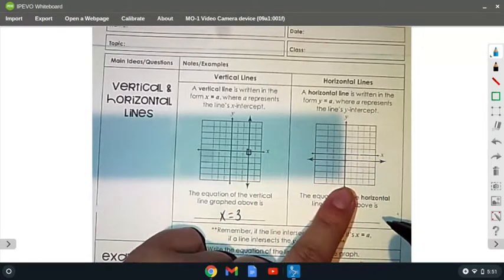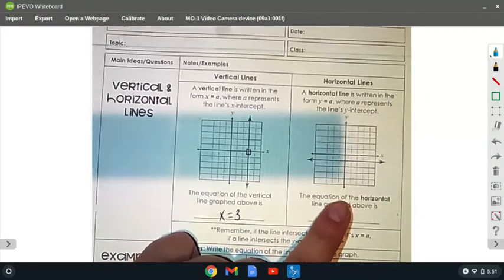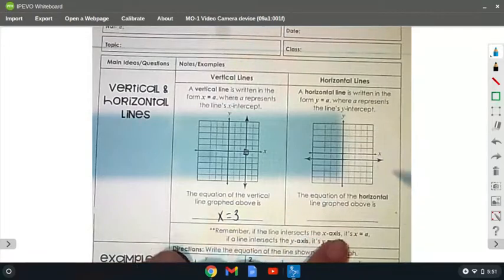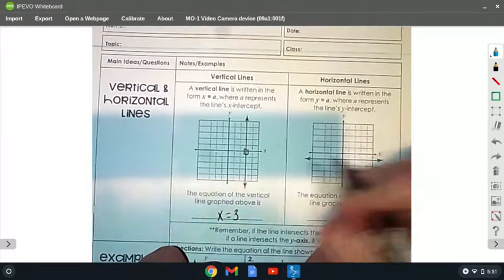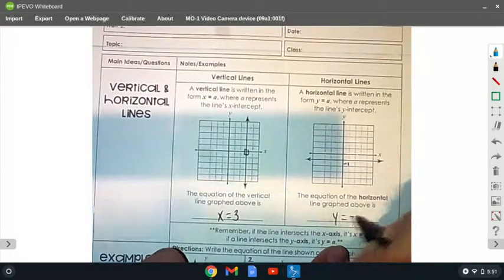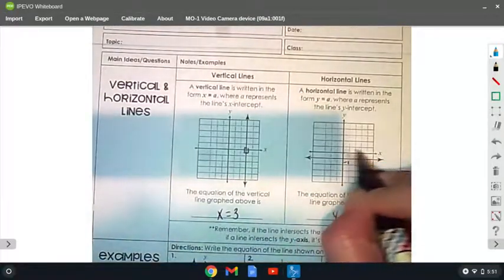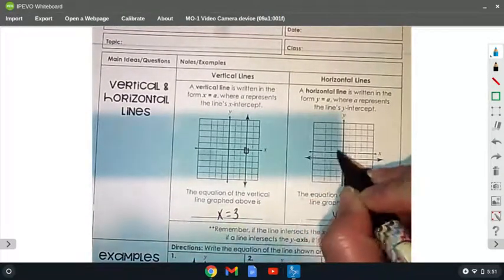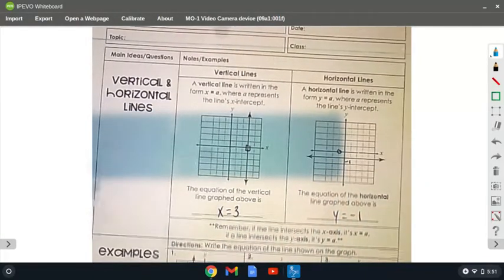Horizontal lines are written in the form y equals a, where a represents the line's y-intercept. So if I'm looking at my y-axis, I want to see where this line crosses. It crosses at about -1. So my equation would be y equals -1. Remember that this is the x-axis, so that's 0 for my y values. So that's how I got that -1.